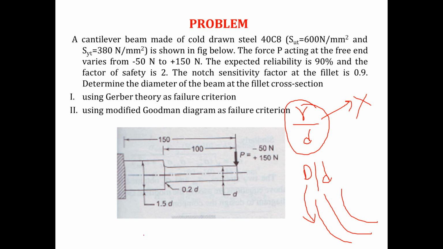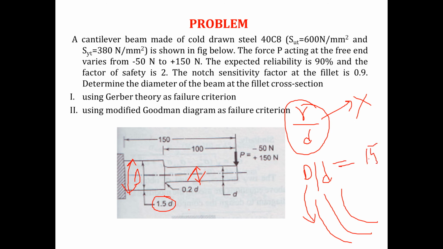Sir, capital D by small d is 1.5. Yes, very good. And small r by d is 0.2. Yes, 0.2. This is capital D, this is small d. Fine. So capital D is equal to 1.5 times small d. So capital D by small d is 1.5.